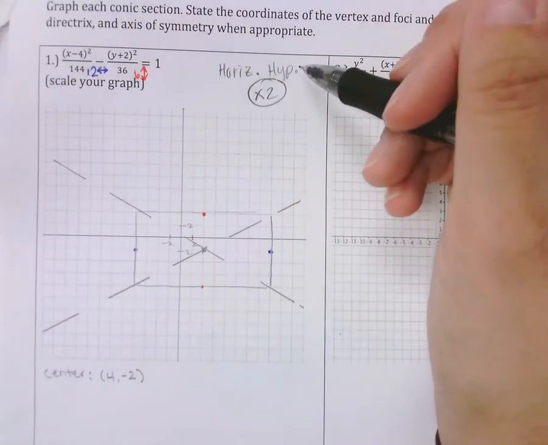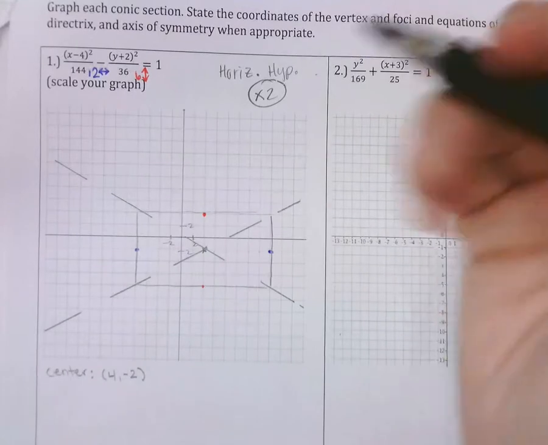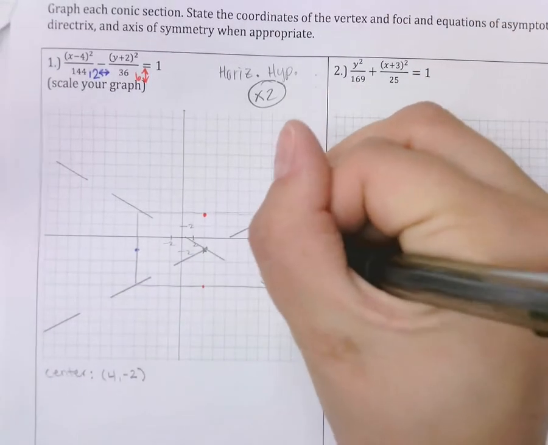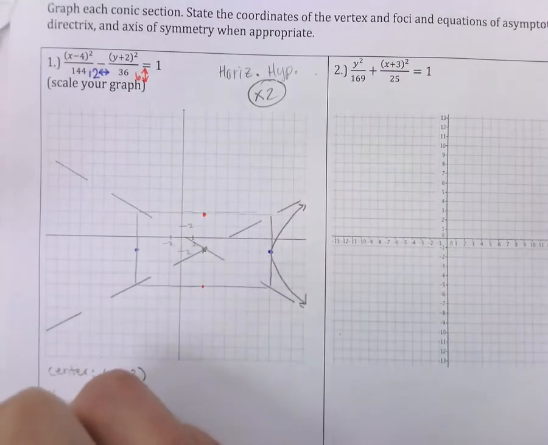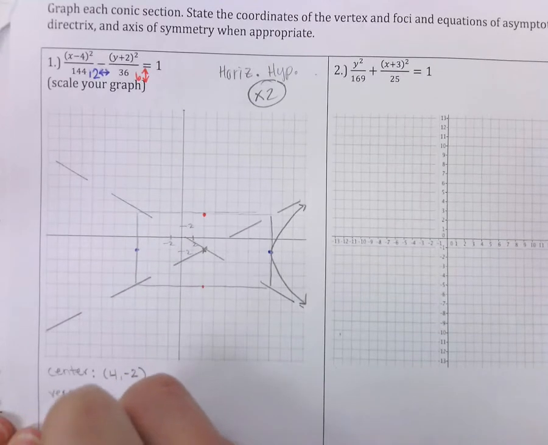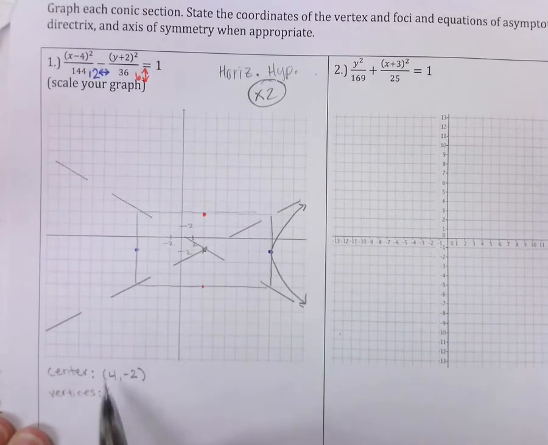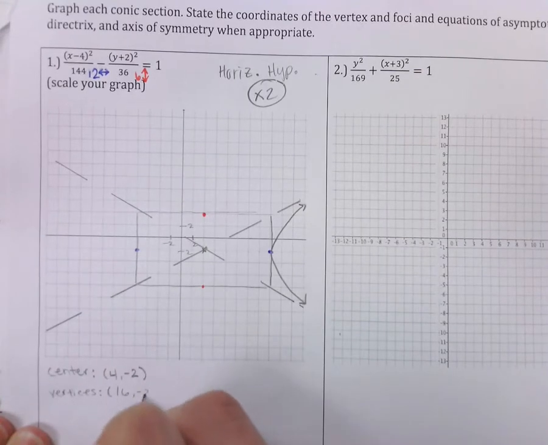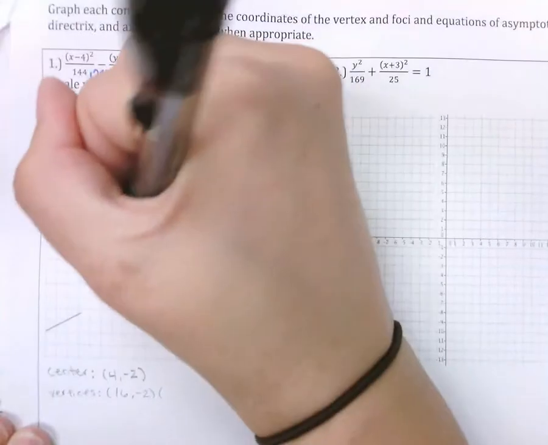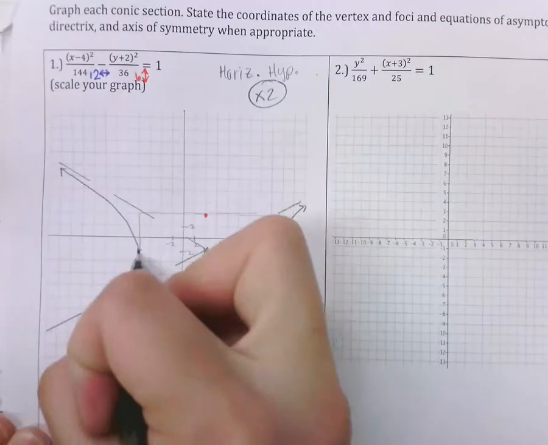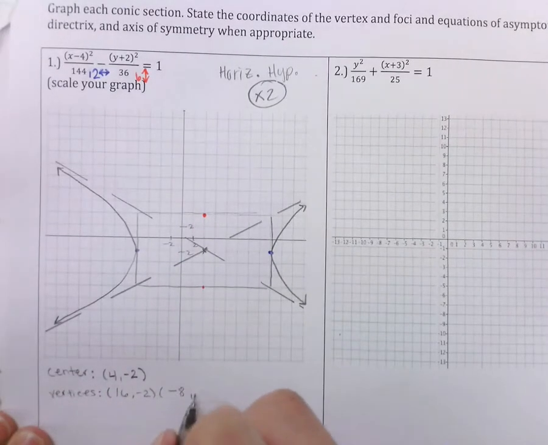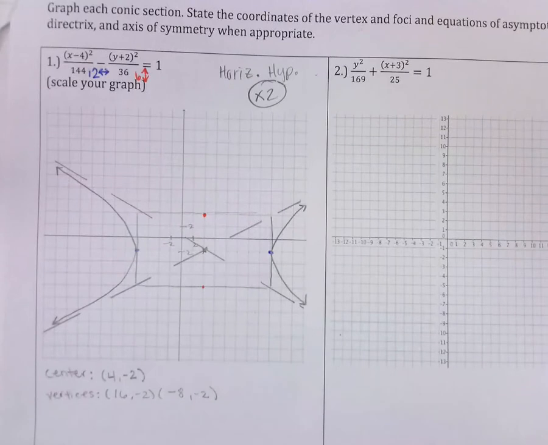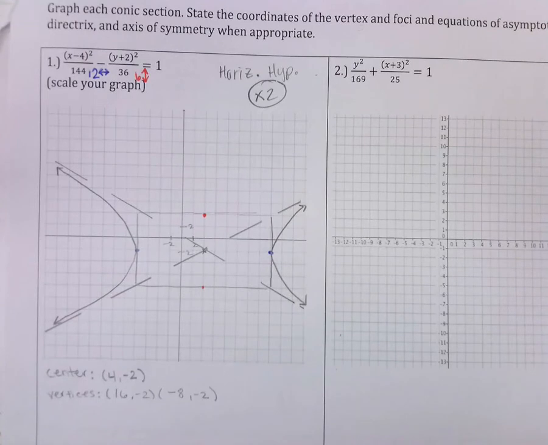So I'm going to make this hyperbola now because I have enough to make this shape. This blue point is a vertex. That blue point is 12 units away from the center. So it's at 16, -2. This other blue point is my other vertex. And it's 12 units to the left, so that would bring it at -8, -2.